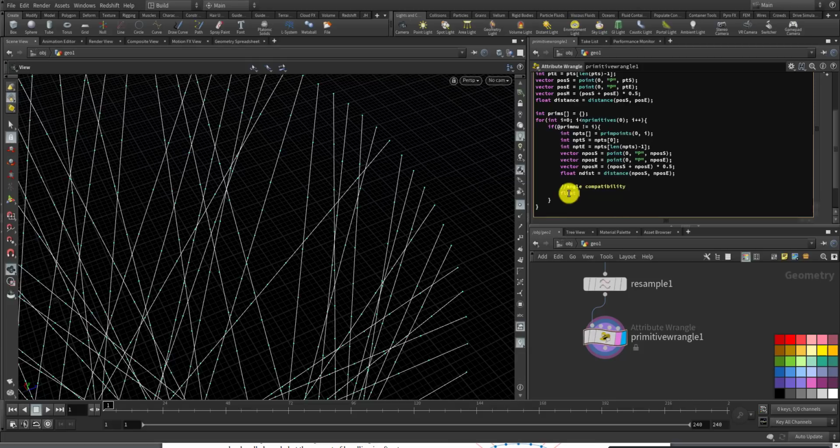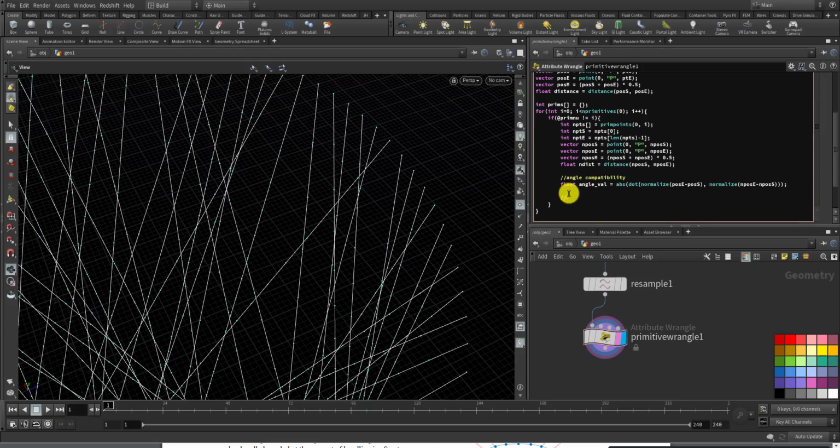So I could say angle val equals the absolute of the dot product of the normalized vector of pos E minus pos S and the normalized vector of N pos E minus N pos S. So if the value is 0, then it's totally perpendicular. If the value is 1, then it's parallel. Now this is the angle compatibility. Let's go to the scale compatibility.